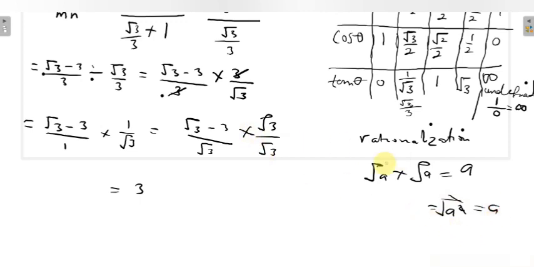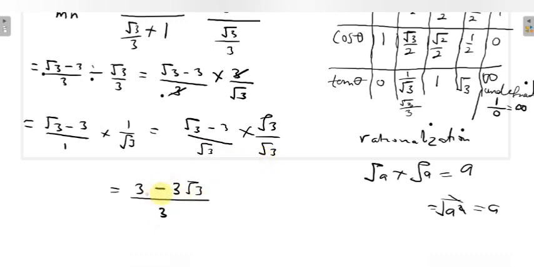So each time you multiply a root by the same root, you get the value. So this times this is 3, then minus 3 times root 3. That's going to give us 3 root 3 all over. Then you multiply this by this again. That gives us 3. Root 3 times root 3 is 3.